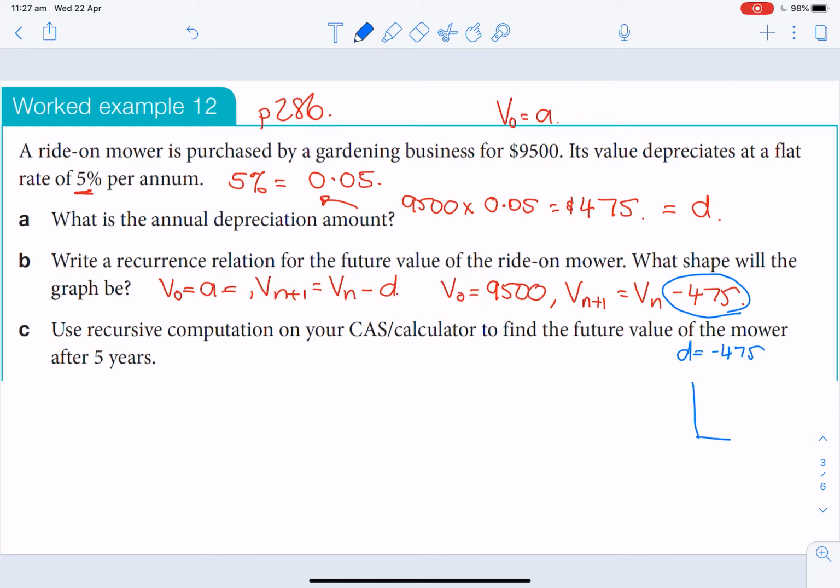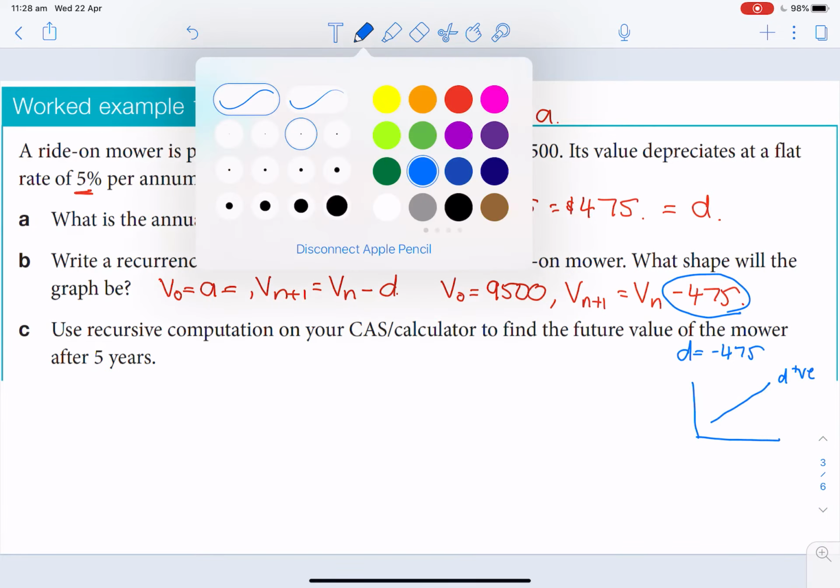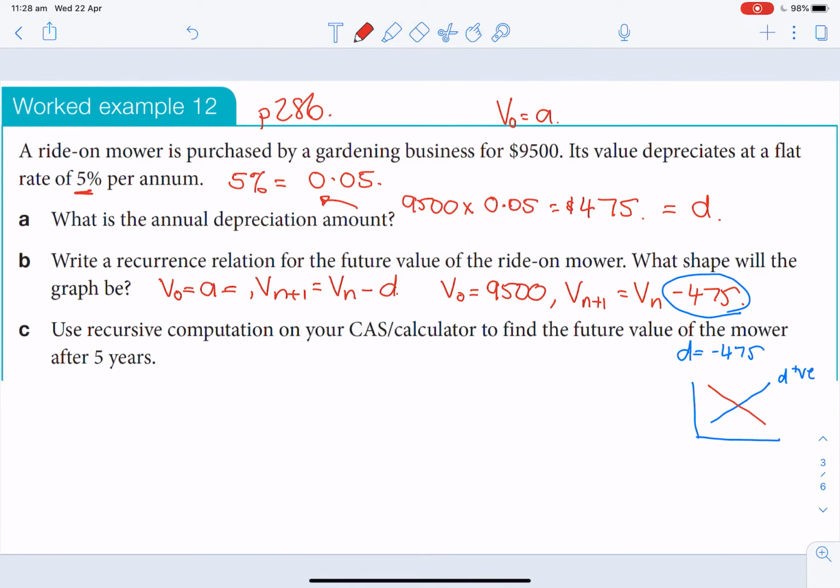And we know that in arithmetic sequences, if D is positive, it goes that way. If D is negative, it looks like that. So in this case, we're following that red line and going downwards. Use recursive computation on your CAS calculator to find the future value of the mower after 5 years.